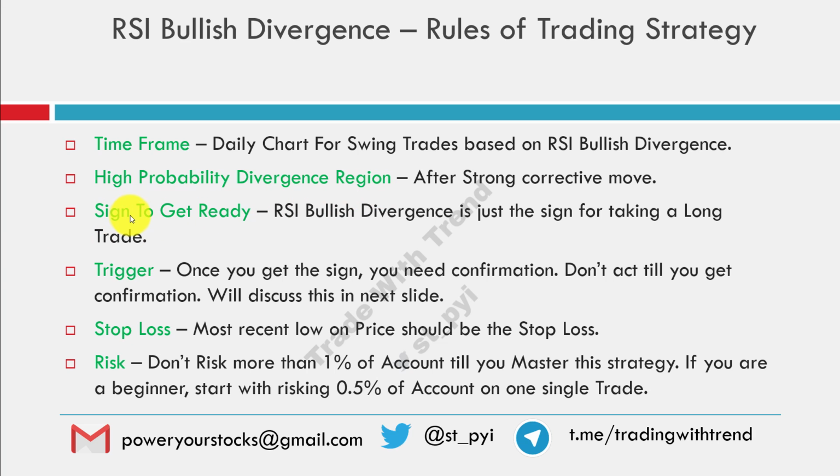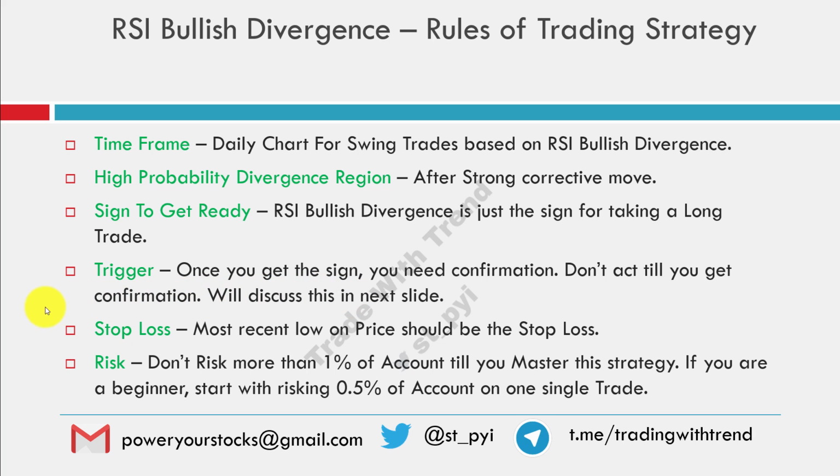The third rule is the sign to get ready. Remember, when you spot RSI bullish divergence on the chart, it is just a sign for taking a long trade. The fourth rule is the trigger. Once you have rule 3 satisfied, you then need to look for price confirmation. You cannot go and blindly buy just because the RSI bullish divergence has shown up. You don't have to act until you get a confirmation. This trigger part I will discuss in the next slide.